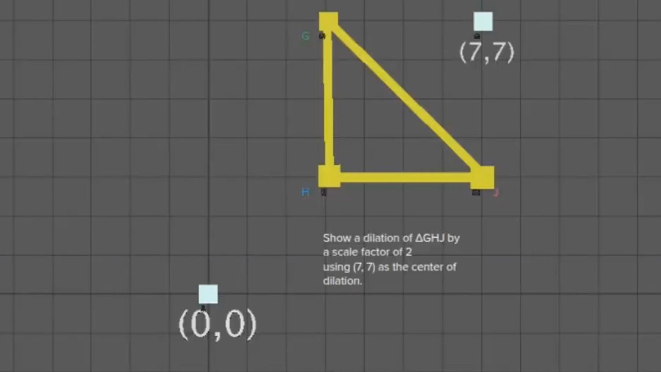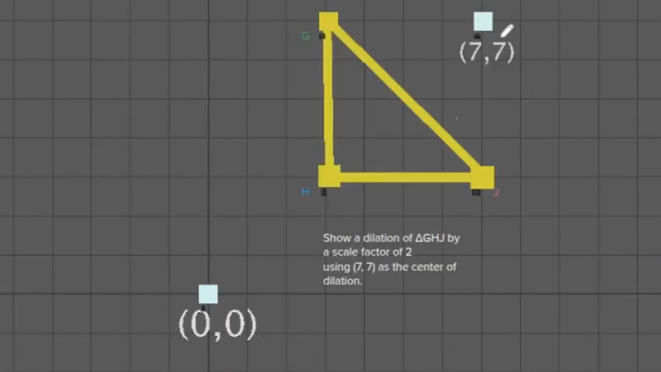Hello everybody, in this video we will be learning how to do dilations when the center of dilation is not the origin. So for this example, the center of dilation is 7, 7, when usually it is the origin. The questions that have the origin as the center of dilation are really easy because you just have to multiply the x and y coordinate by the scale factor. But when the center of dilation is not the origin, then you have to do something different.